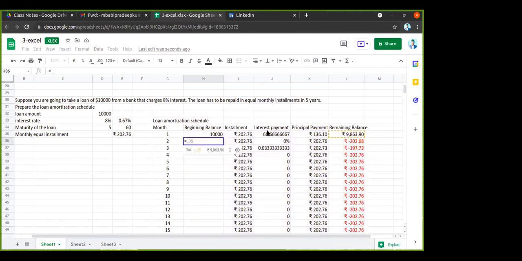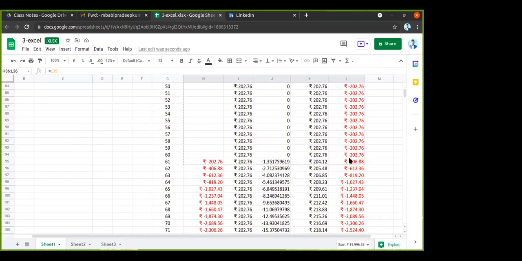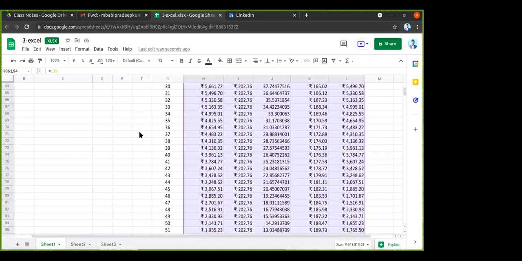Actually, the beginning balance for the second month will be the remaining balance, so you have to do it for the second month as well, because the beginning balance is not 10,000. Yes, now you can copy from month 2. It's done, sir. Good. Very good. Anyone else want to show?